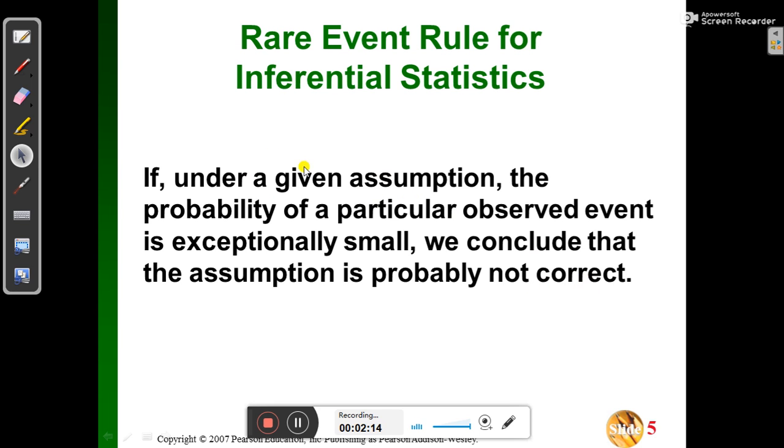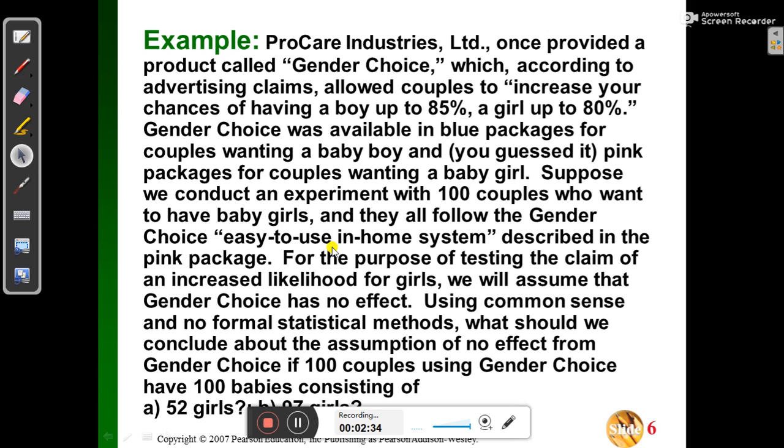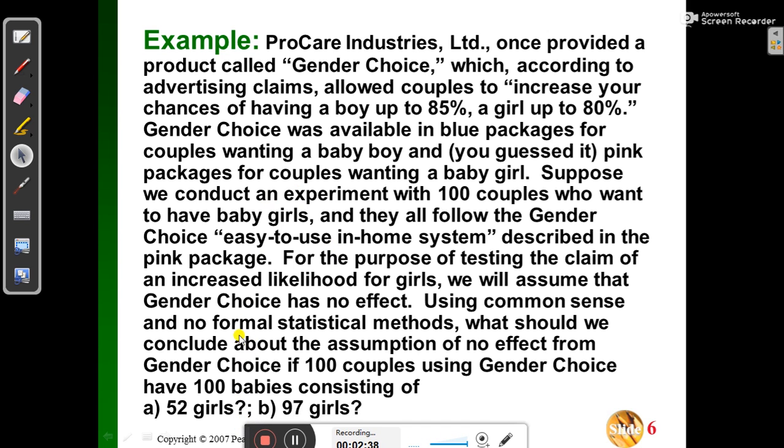It means the assumption we are taking to find the probability of the observed event might not be correct. That is why the probability of that event happening is very small, because your assumption might not be correct. This is an example. Try to read this one.